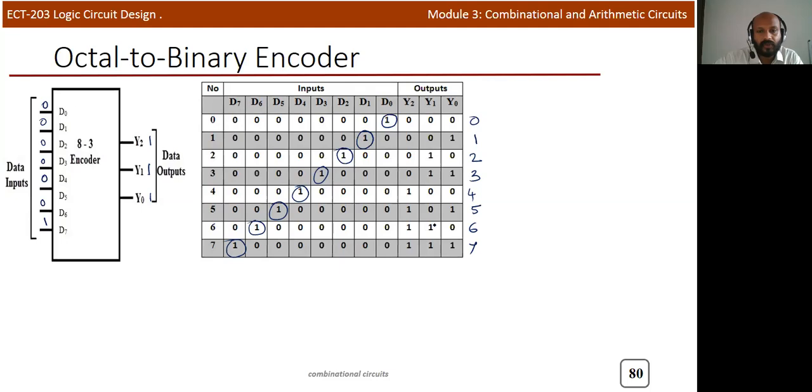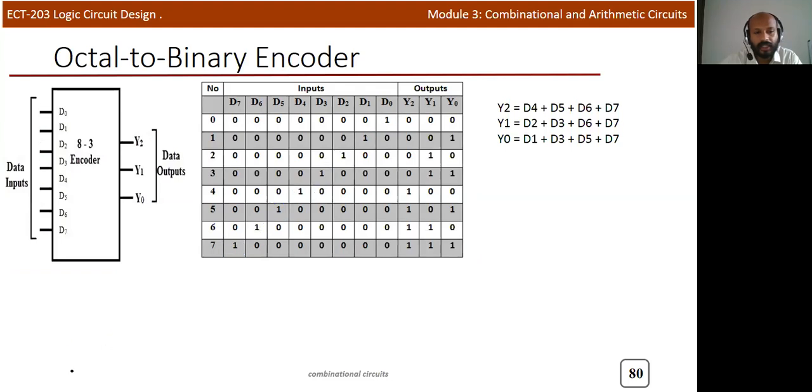Now we need to design a logic circuit to implement this particular function. From this truth table, you can see that y2 is equal to 1 in four possibilities: when D4 is equal to 1, D5 is equal to 1, D6 is equal to 1, or D7 is equal to 1. So you can write y2 is equal to D4 plus D5 plus D6 plus D7.